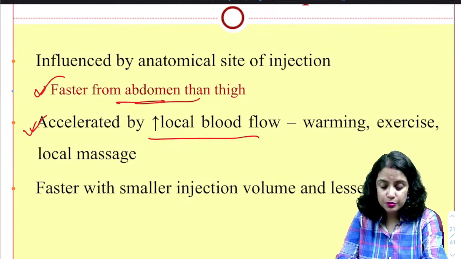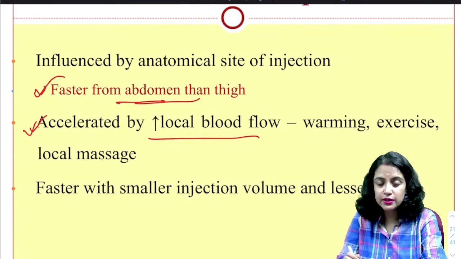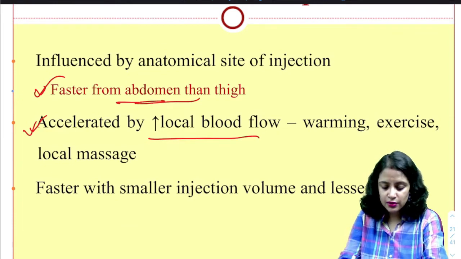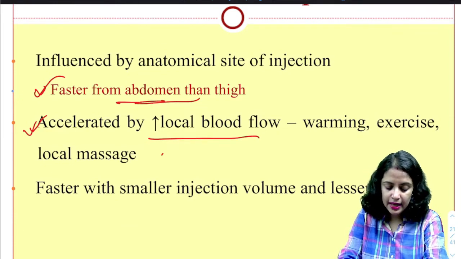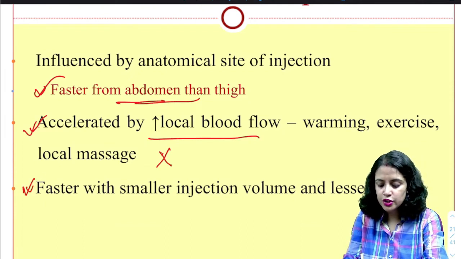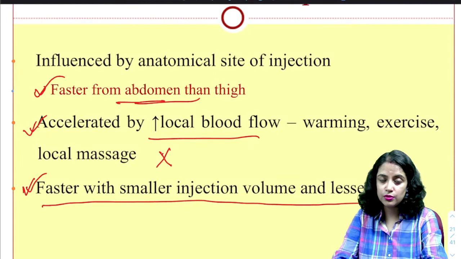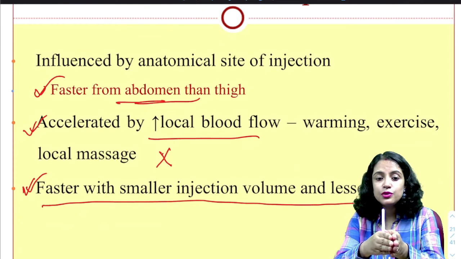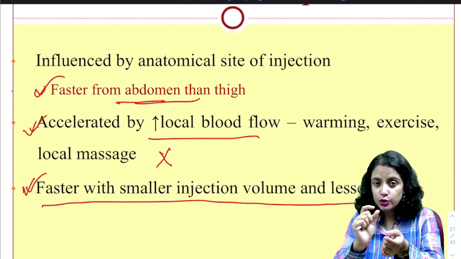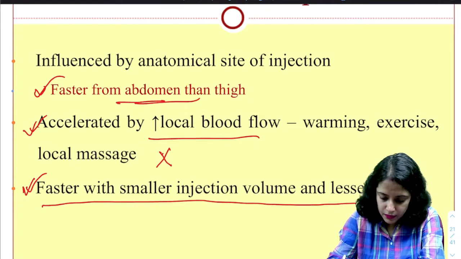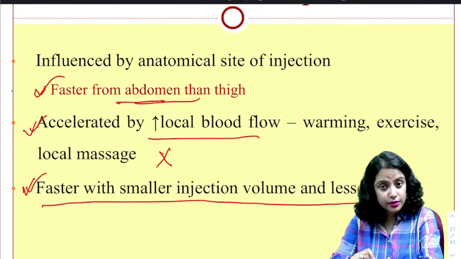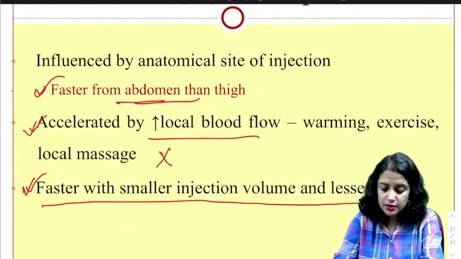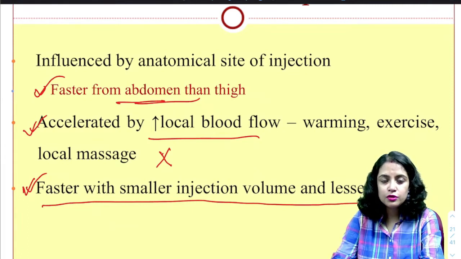So these things should be avoided. After injecting insulin, exercise and massaging should not be done. And the absorption is faster with smaller injection volume and lesser concentration. If the concentration is less, then the release will be faster. If the volume is less, then again the release will be faster. This is about the absorption of insulin from the subcutaneous sites and the factors which can influence the absorption of insulin.